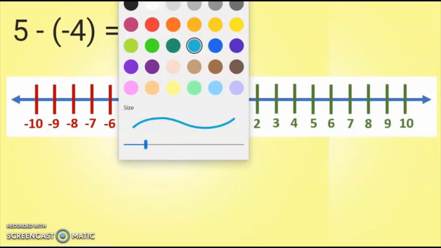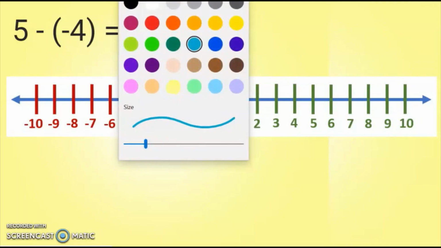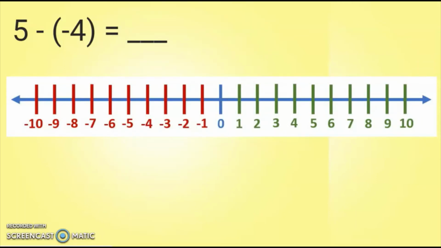Here we have 5 minus negative 4. Start with 5. And if we add negative 4, we will take 4 steps to the left. But we will subtract negative 4. So, we take 4 steps to the right instead. We go opposite. 1, 2, 3, 4. So, the answer is a 9.